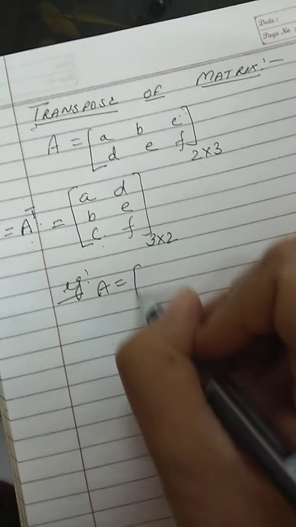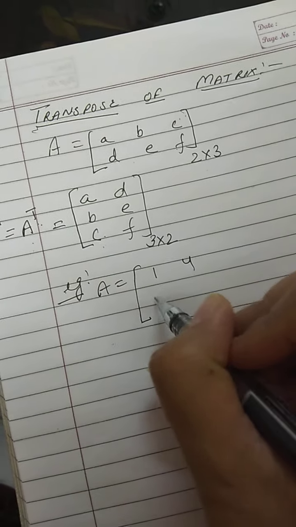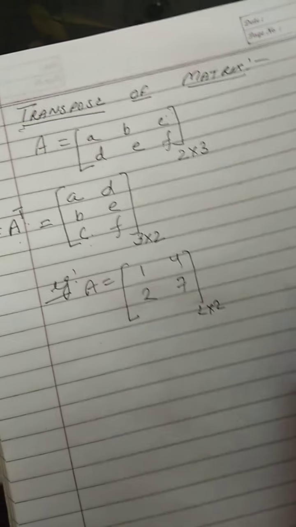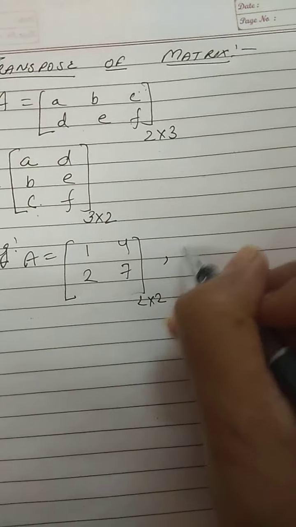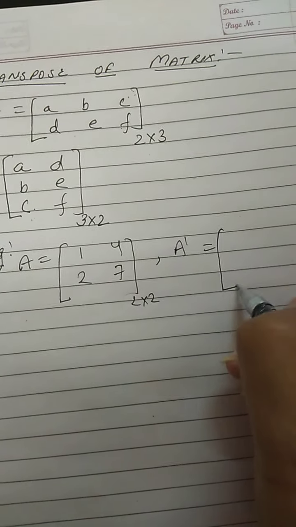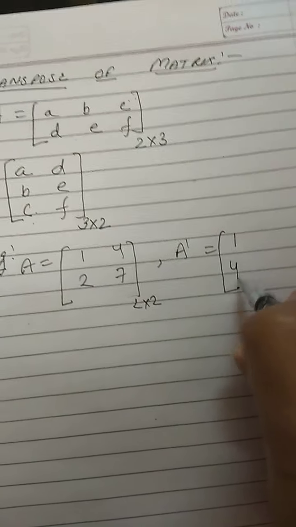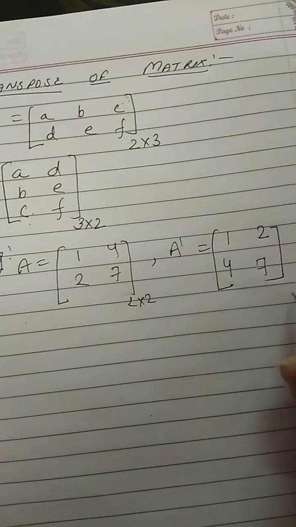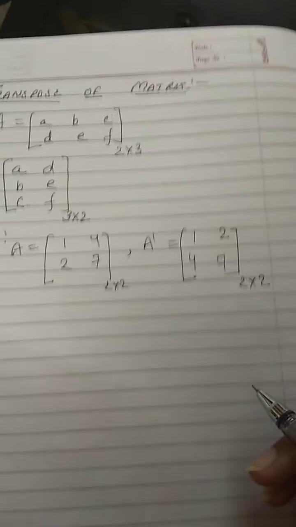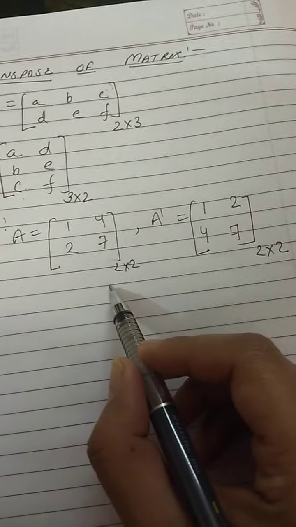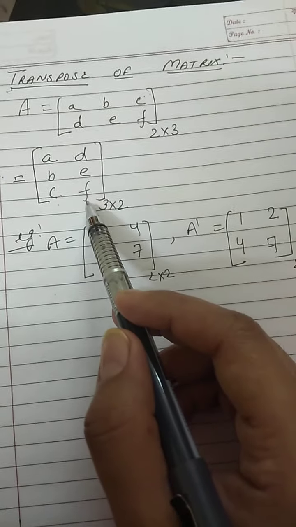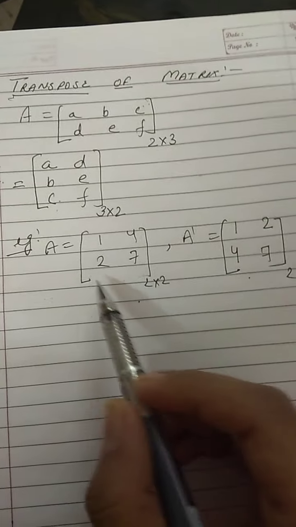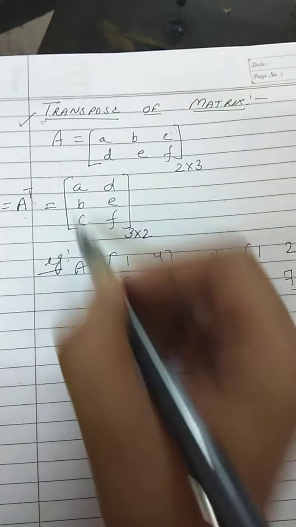If I have the matrix A, let us say 1, 4, 2 and 7. Now here the order of the matrix is 2 by 2. So the transpose of this matrix, A transpose, what will that be? The first row we will write in the first column and the second row we will write in the second column. The order is the same because we are taking a square matrix. But if I take a rectangular matrix, the order will also change, but in a square matrix the order will not change. So this is all about transpose of the matrix.